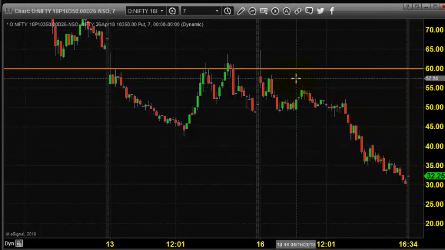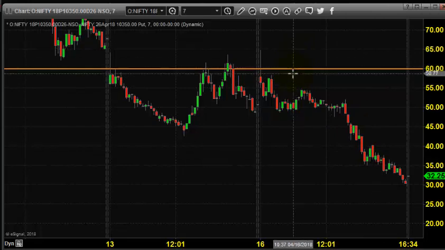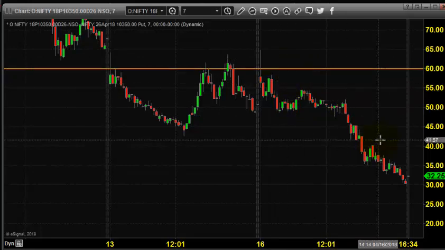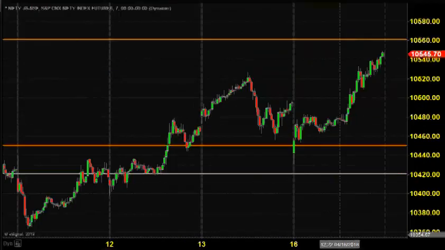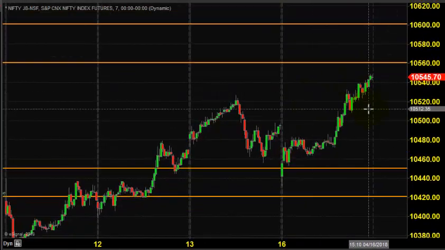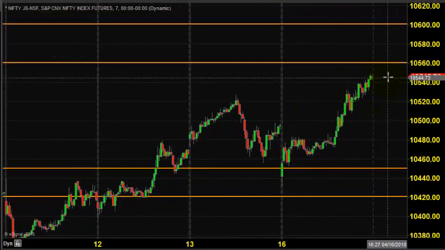Two ways. One is we didn't have some entry point above 60 or near 60. In other way, we can take it as our stop loss got triggered at 38. So what we can do today, it's expected to open somewhere near 10,540 itself.